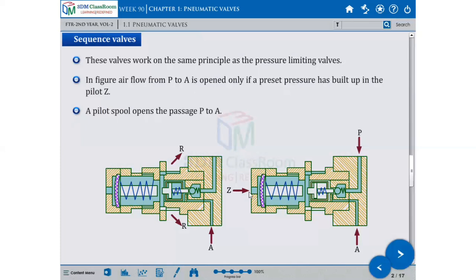Now one way is that you push it manually, or there are air operated valves, where air pushes it, and then it will open this. Then A will open and the pressure will come from the A side.